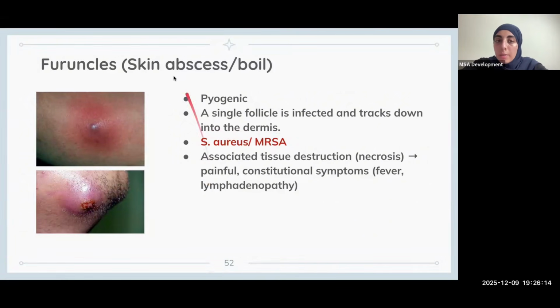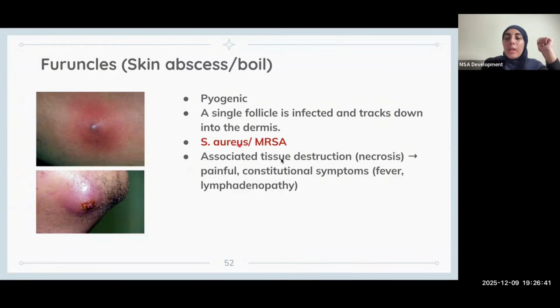And since it's an abscess, the main pathology behind a skin abscess, or any abscess in general, is you have infection, and this infection is destroying tissue. So there is tissue destruction and necrosis, forming this empty cavity, and then this cavity gets filled with pus. Okay, so this pus-filled cavity is the abscess.